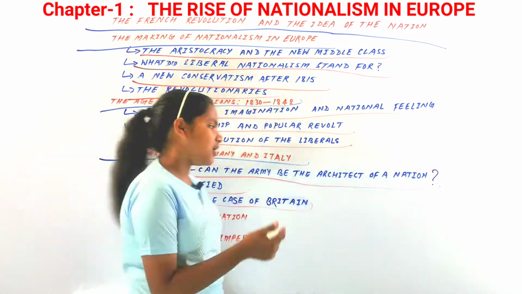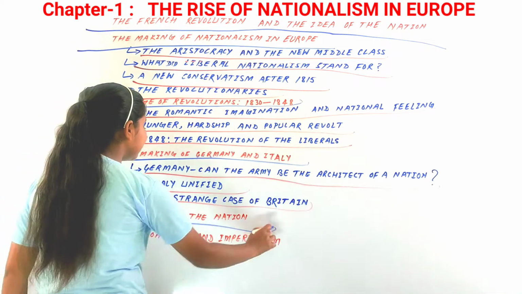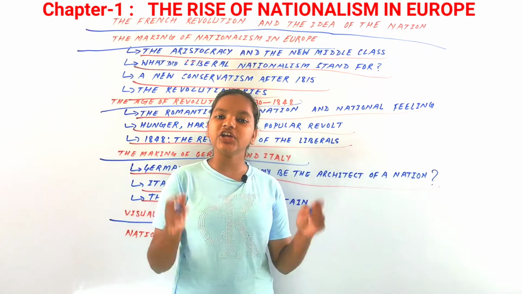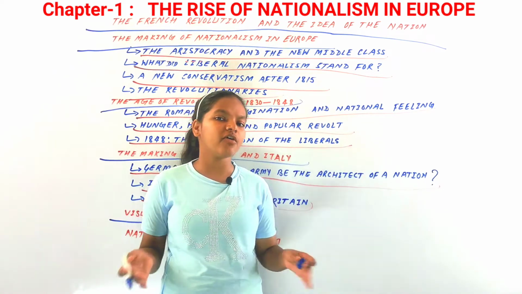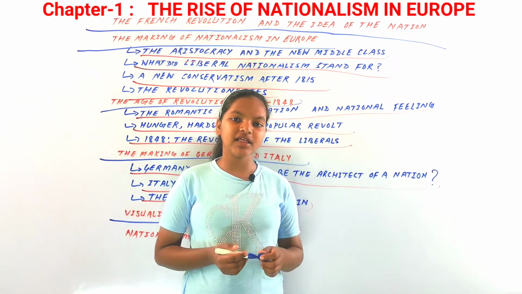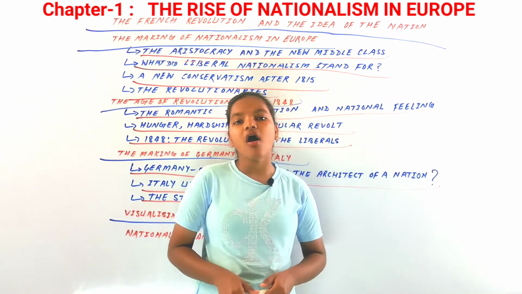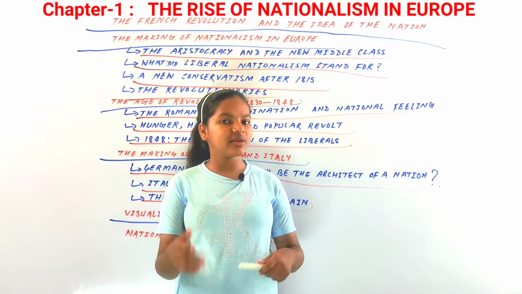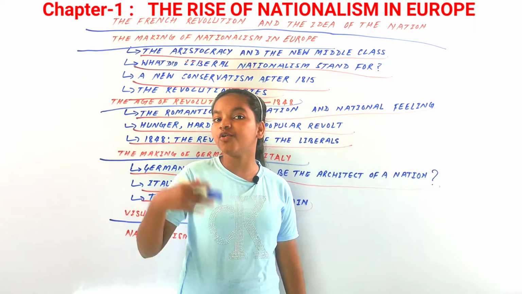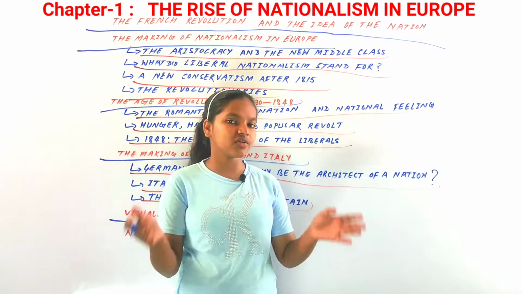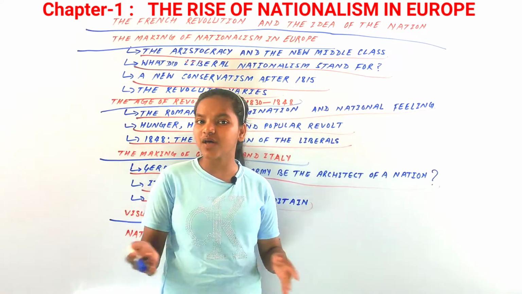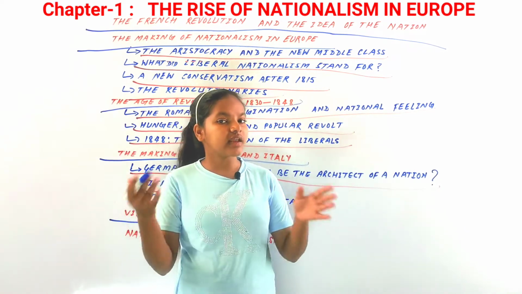Now our next topic is visualizing the nation. Till now we have discussed the independence wars, the unification, and nationalism. But in these wars, in these countries, all the rulers, chief ministers and kings have been portrayed. There are image paintings of those great rulers and great kings. But what about the nation? Can there be a picture of the nation as well? Can there be a face of the nation as well?